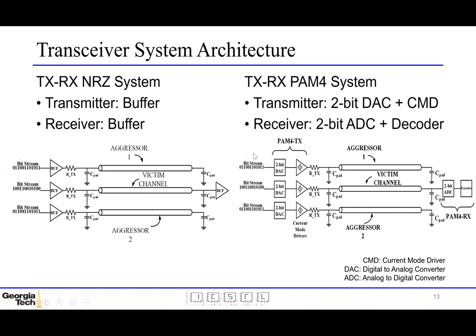For the PAM4, the transmitter is a simple 2-bit DAC with a current mode driver, and the receiver will be a 2-bit flash ADC comprising 3 high gain comparators and an encoder. The PAM4 system is shown here.